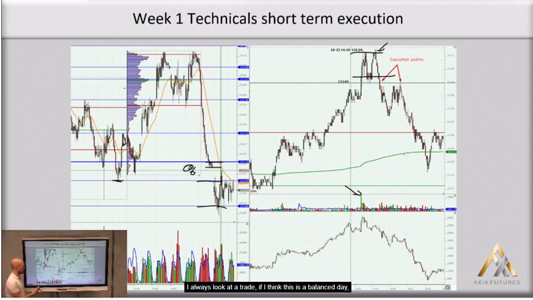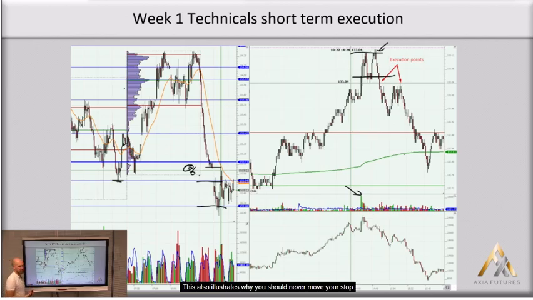Possibly, I always look at a trade, if I think it's a balanced day, I'd always play it to the middle. Never play it to the other side, because like this, they don't always go all the way to the other side. Play it to the middle, you can be confident of getting the middle. So then you can work that out and go, okay, roughly 50 ticks wide range, 25 ticks off the top takes you to just below 90. That would be your target.